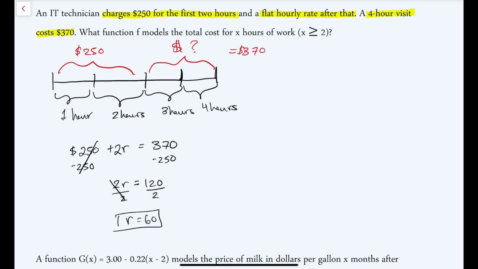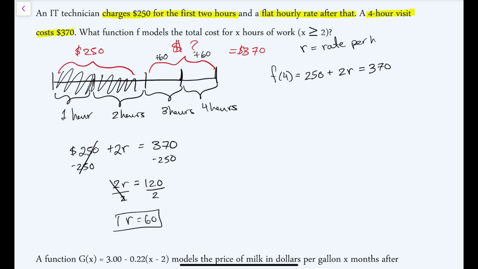Okay? So what this says is that he comes in, he works these first 2 hours, he gets paid $250. Then each hour after that, it's another 60. So plus $60 plus another 60, which gives us a total of 370. Using function notation, we say f at 4 is equal to 250 plus 2R, which is equal to 370. This, again, R, is the rate per hour, per additional hour.